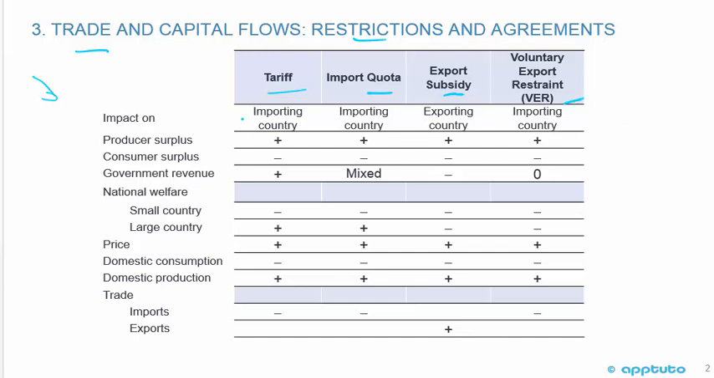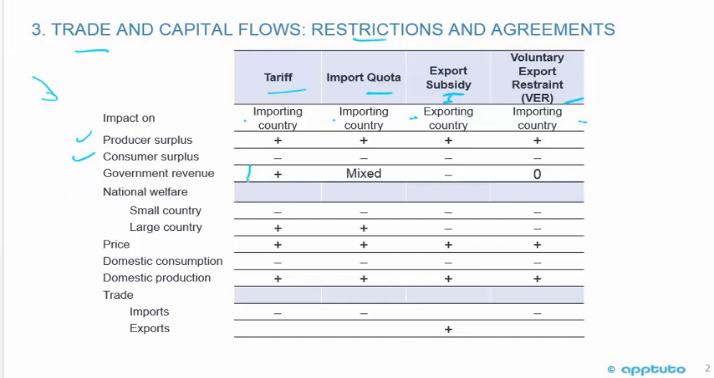And we're looking at the impact on the importing country, the exporting country with regards to an export subsidy, or the importing country with regards to voluntary export restraint. So you can see in all cases it's positive for the producer surplus. These trade restrictions are meant to help the producers. With regards to the consumer surplus, it's negative in all cases. The government revenue is different.